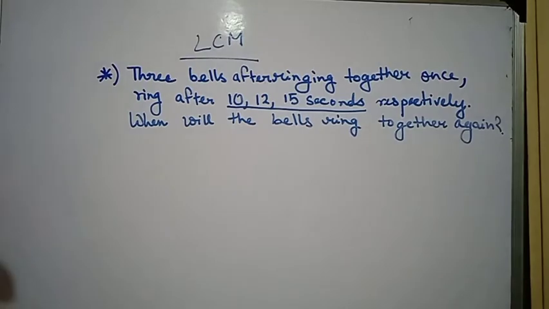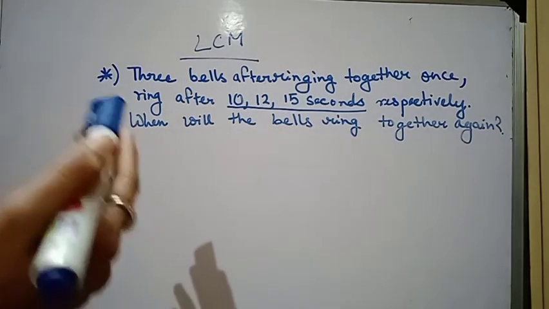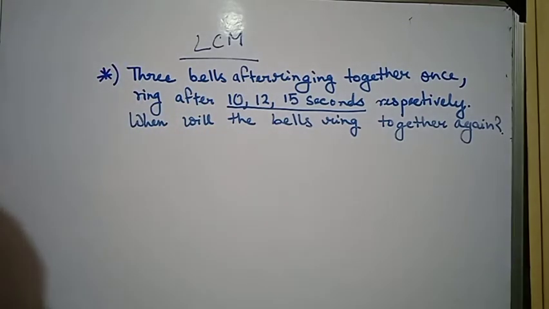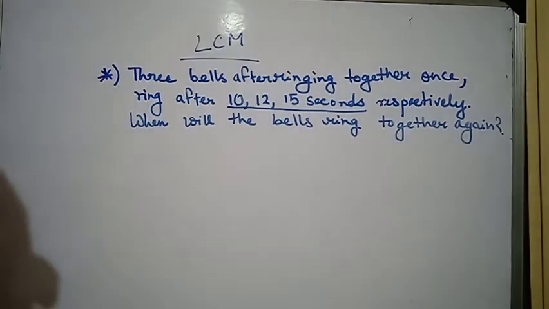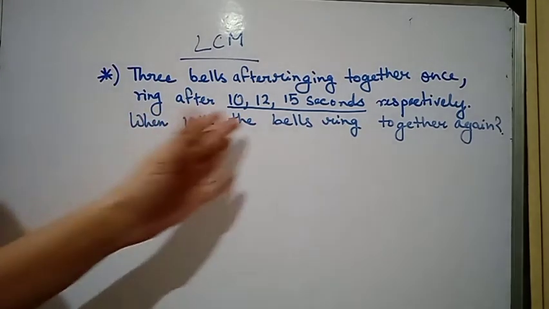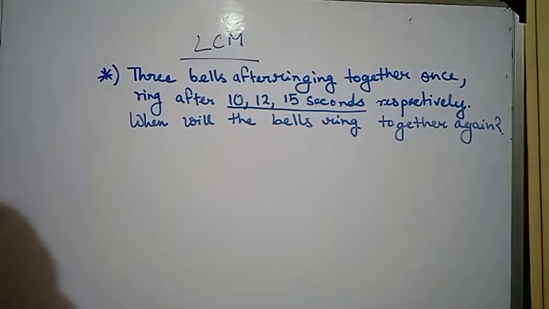Someone can ask you a different question. It can be not just seconds, it can be any other thing they can ask you. So you have to just remember that one thing: if they ask when will the bells ring together again, the focus is on this "together again". If they ask you this type of question, then you have to find the LCM of those 3 or 4 numbers. There can be 4 numbers also. So we have to find the LCM.